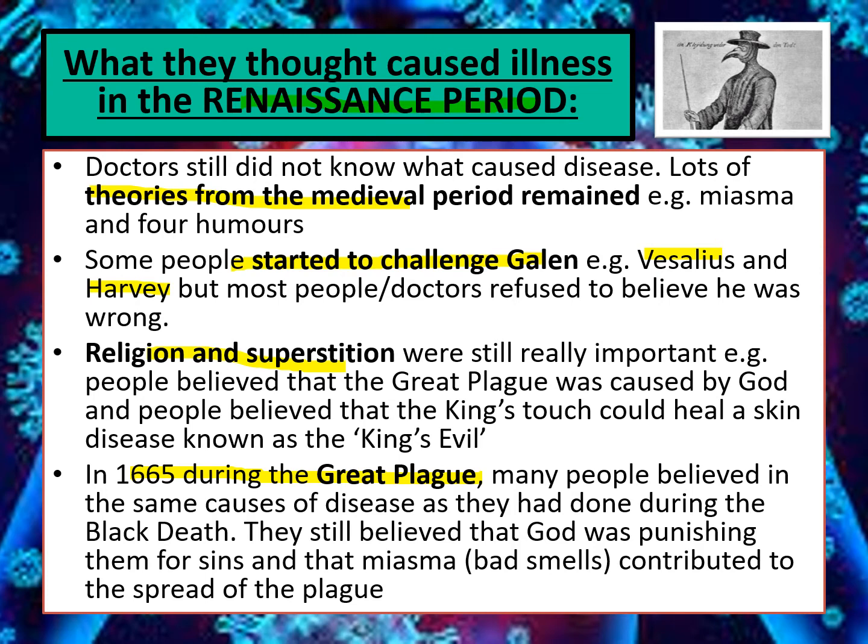Generally, religion and superstition were still really important. For instance, a lot of people believed that the Great Plague that broke out in 1665 was caused by God because he was angry that people were sinning. And there were also a lot of people that believed the king's touch could heal a skin disease known as the king's evil. That was the idea that God had put monarchs on the throne and therefore he'd given them some kind of special healing powers to be able to stop certain diseases. So generally in this period, all you need to understand is not very much progress. And if you ever have to write about what they thought caused illness in the Renaissance period, it's basically exactly the same as what you would have put for the medieval period too.